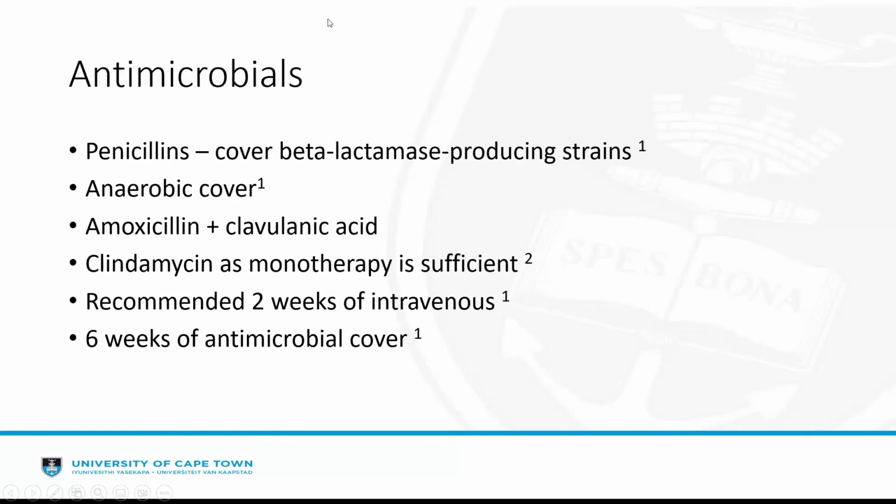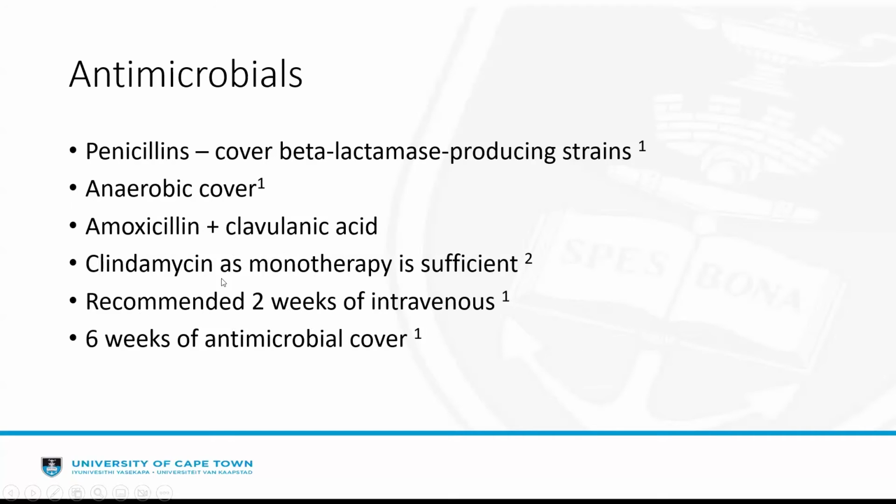In terms of antimicrobials, research does suggest that one starts with a penicillin, but covers beta-lactamase producing strains as well as anaerobic cover. So in our setting, we use amoxicillin clavulanic acid, known as Augmentin, and that's very appropriate first-line management. Literature also suggests that clindamycin is very good and sufficient as monotherapy for these patients if you can't use Augmentin.